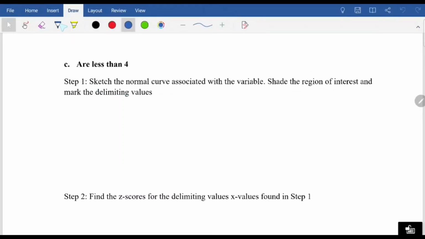Okay, so let me take out my pen here. So think about it. Less than 4 means observations that fall below 4. So that would mean less than 4, correct? So when you're sketching your graph, here's our normal curve. Again, mu equals 6 and the standard deviation was 2, correct? So I'm sketching the normal curve. This is not a standard normal curve. This is just a normal curve with the actual values.